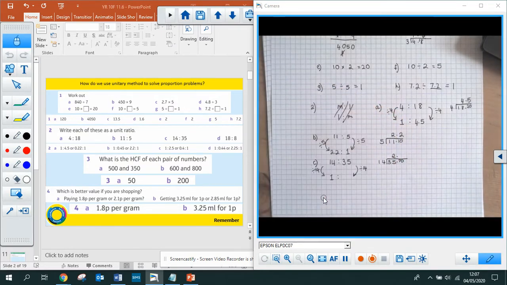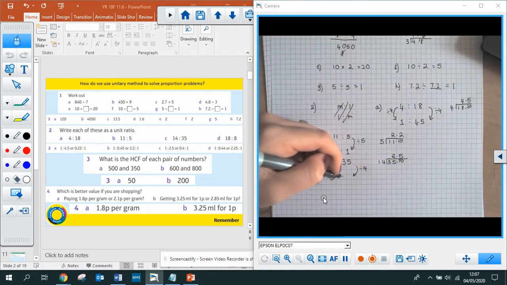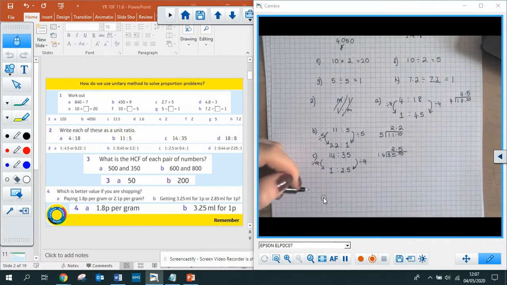Okay, that becomes a 70. Then we need to do 70 divided by 14, and that is 5. So your answer there is 2.5. Okay, again, they've got the alternative answer there if you didn't get that.